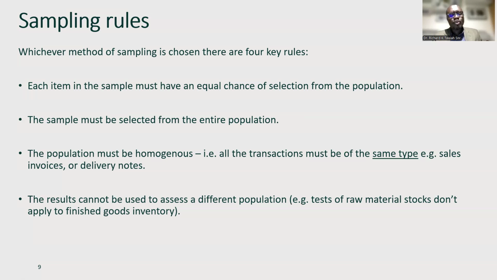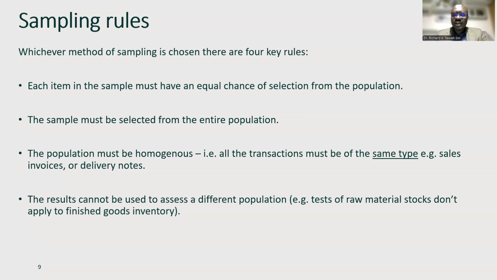The results cannot be used to assess a different population. In statistics, they will say extrapolation. So you use a sample and then you extrapolate it, you project it. Here, we don't want that. We want intra. It should be within. So the results you get cannot be used to assess a different population. Don't do that. It cannot happen.